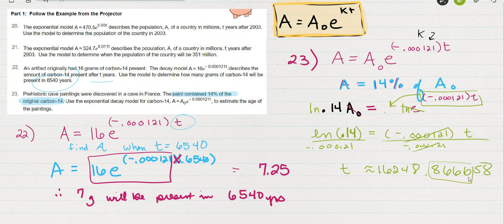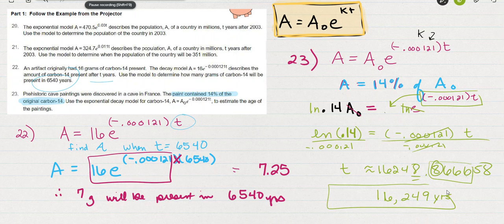It's usually going to suffice to round to 4 decimal places. So I can see that the 5 would cause this to go up. Actually this is in years, so we could round this one to the nearest year. So this would be in about 16,249 years. So therefore, the estimated age of the painting is 16,249 years.